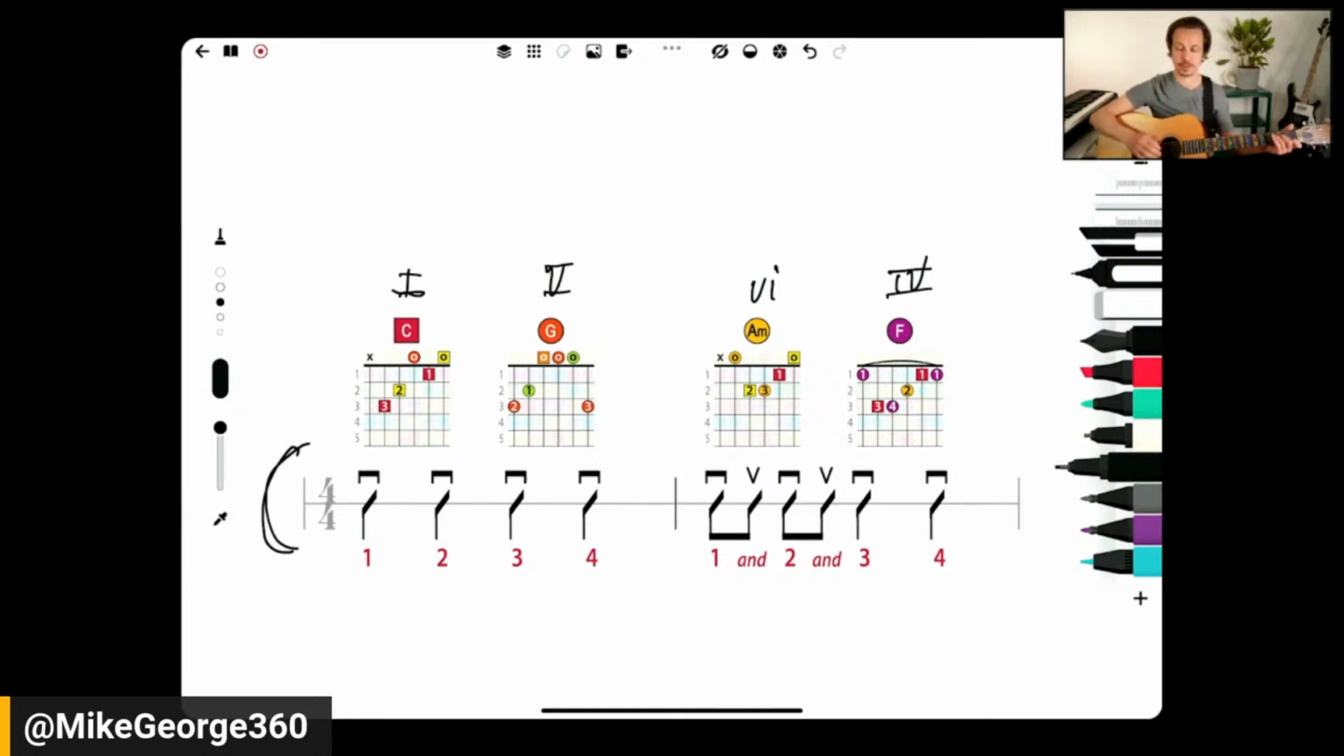And so let's now combine the two, and we have C, G. Whoa, my brain has to put the two together. I feel like I'm rubbing my belly and patting my head. So let's slow it down a little bit and get a feel for it. So it's C, G, A minor, and F. C, G, A minor, and F.